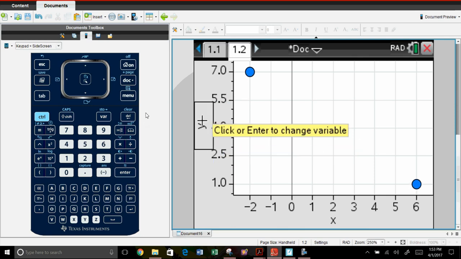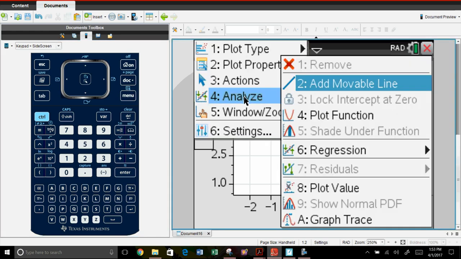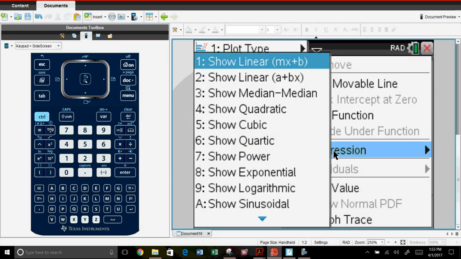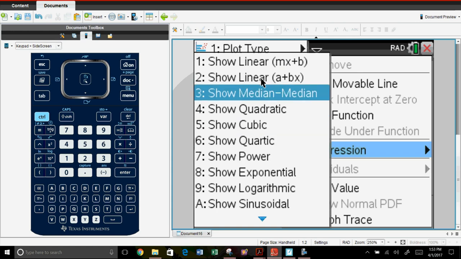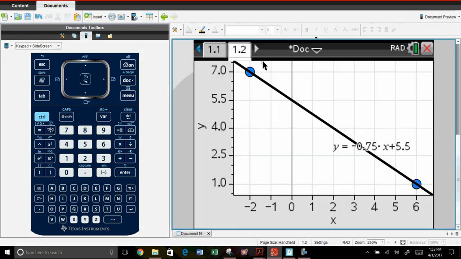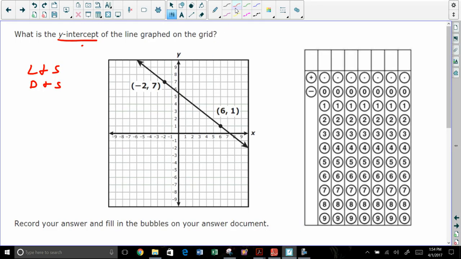To get my equation, I'm going to do Menu, Analyze, Regression, and since it is a straight line, we're going to do Show Linear MX plus B. So there's my equation. Y is equal to -0.75x plus 5.5. Okay, so let's come back over here. Let's write our answer down.